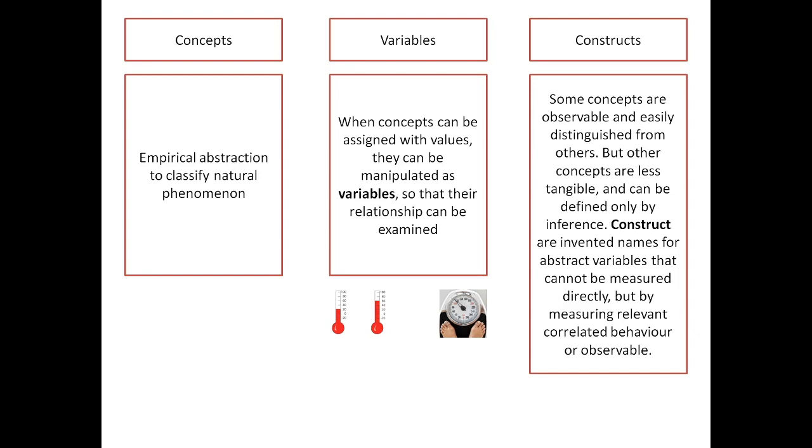Constructs are invented names for abstractions that cannot be seen directly but are inferred by measuring relevant or correlated behaviors that are observable. For example, the construct of intelligence is one that we cannot see, and also pain, and yet we give it a very clear meaning. Here we evaluate a person's intelligence by observing his behavior, the things he says, what he knows, and what he can do. We can also measure a person's intelligence using standardized tests and use a number to signify intelligence.